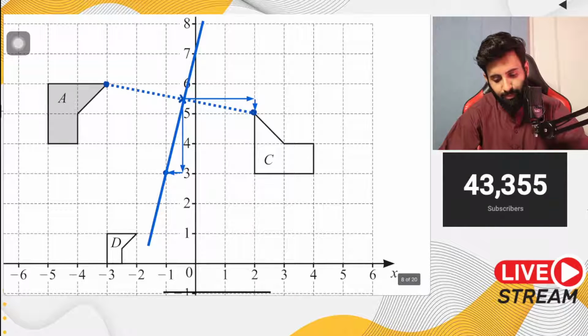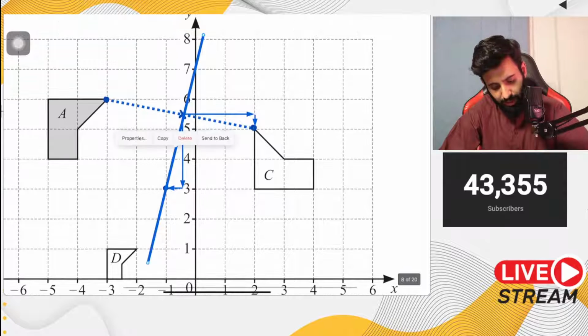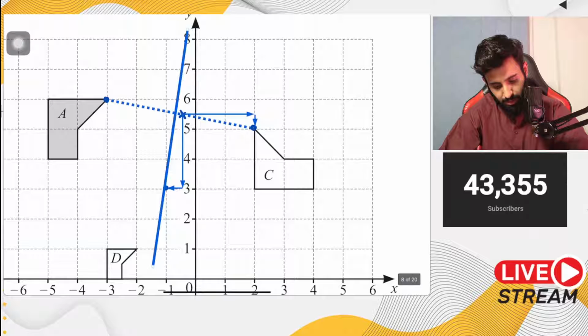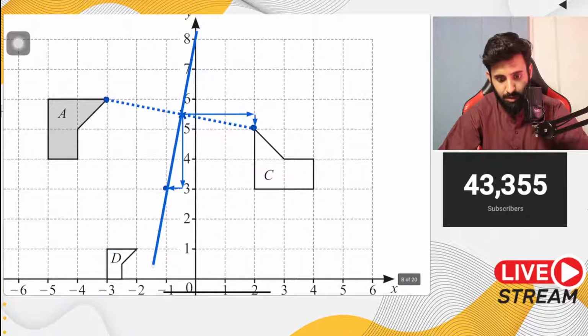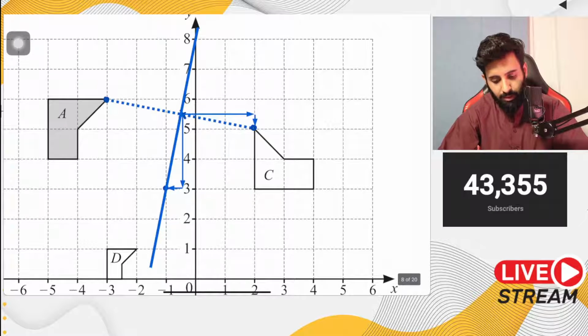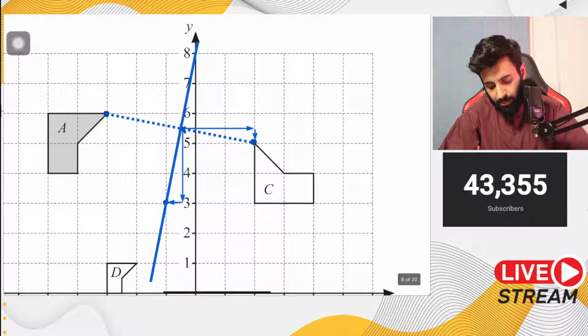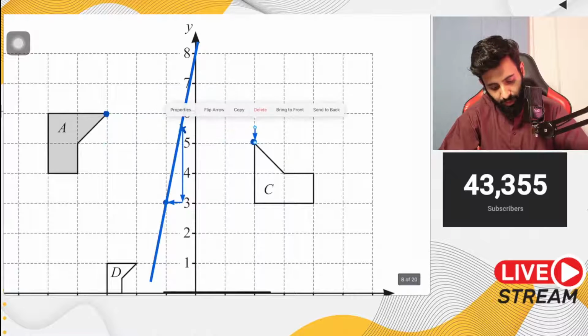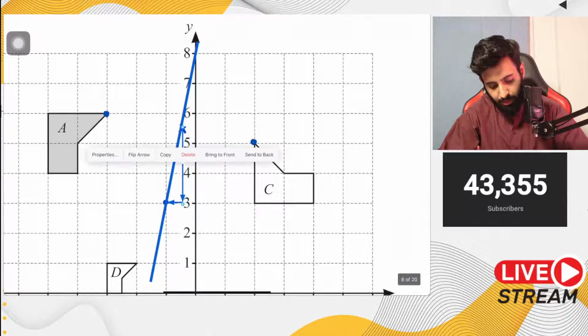All right, let me just make sure that I've drawn the line correctly. So this is basically what the line looks like. Yeah, this is what the line looks like. Okay, there you go. Now that's one perpendicular bisector. Let's have a look at the other perpendicular bisector.